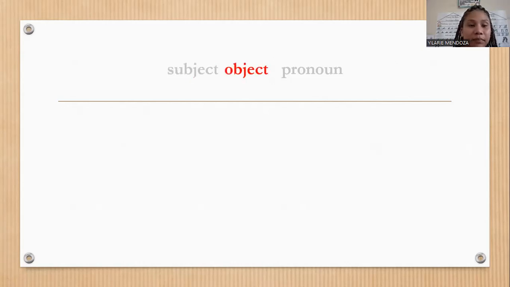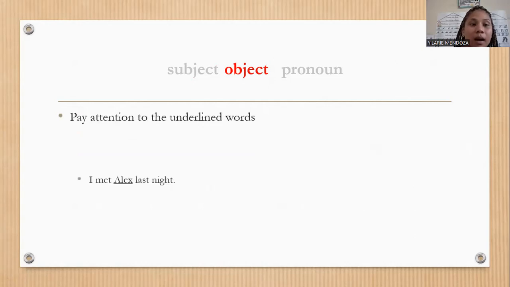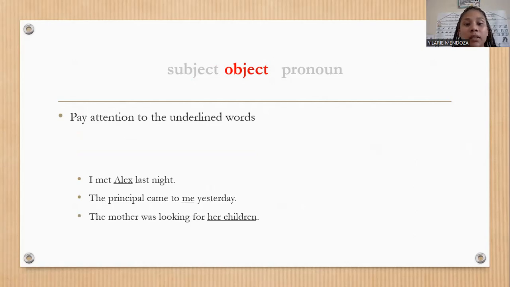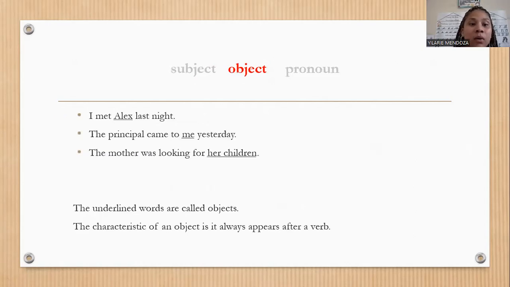Object. Pay attention to the underlined word. I met Alice last night. The principal came to me yesterday. The mother was looking at her children. The underlined words are called objects. The characteristic of an object is that it always appears after a verb.